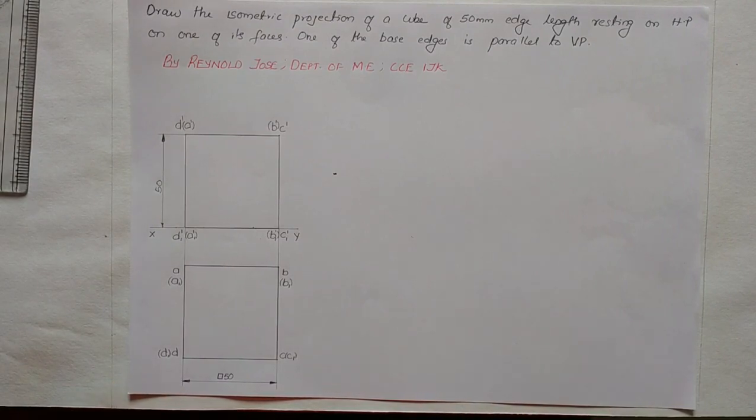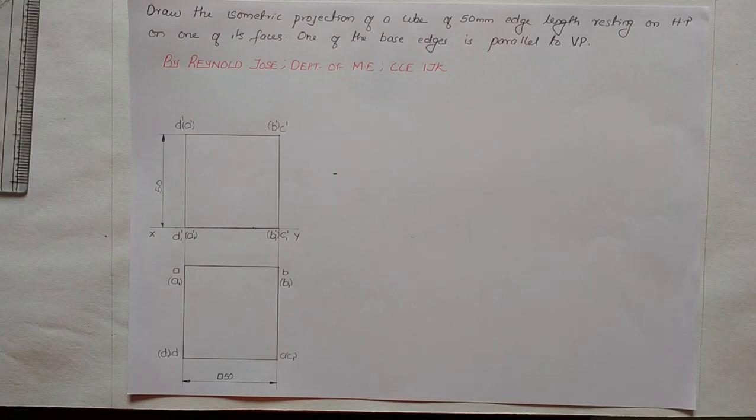So the maximum dimension of the cube is 50 mm, and when you are drawing an isometric scale, the scale must be capable of reading an isometric length of at least 50 mm. It can even read more than 50 mm, but it must read a minimum of 50 mm. That is the criterion that we have to set. So how to draw an isometric scale in this particular problem? That is what we are going to discuss now.